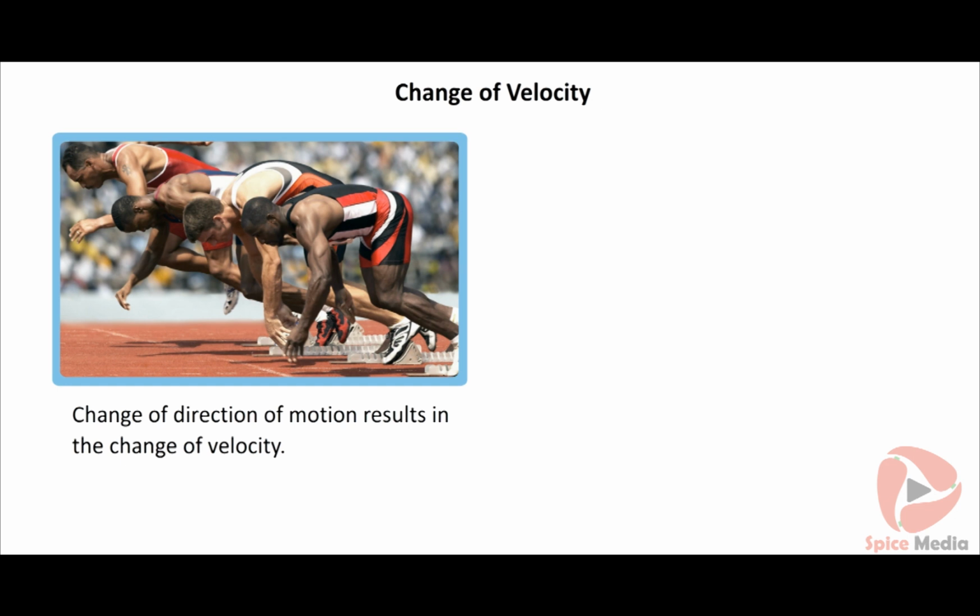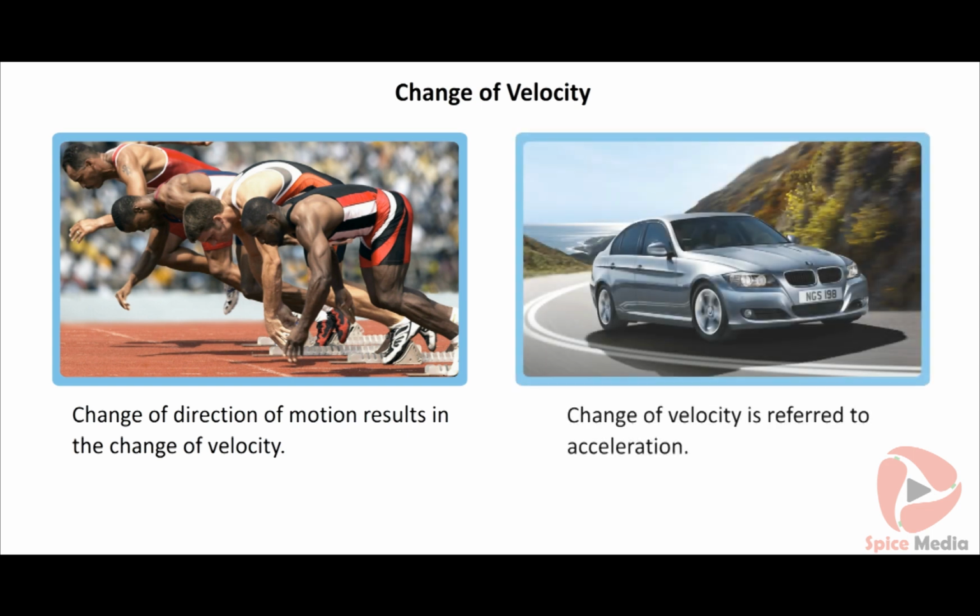Whenever there is a change in the direction of motion, it results in a change of velocity even though there is no increase or decrease of speed. This is due to the fact that velocity is a vector quantity that possesses both magnitude and direction. The rate of change of velocity is referred to as acceleration. Acceleration occurs any time an object's speed increases, decreases, or changes direction. Let us learn in detail about acceleration with examples.